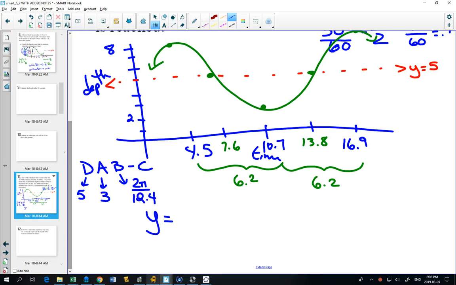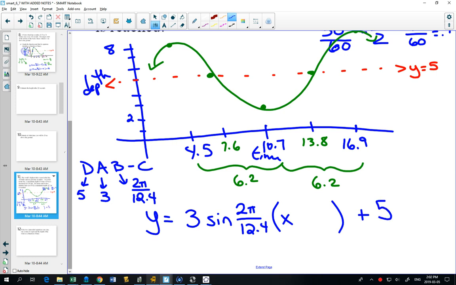12.4. 6.2 plus 6.2. And so I can write that my amplitude is 3. If I choose sine, my b value is 2 pi over 12.4. My d value is plus 5.